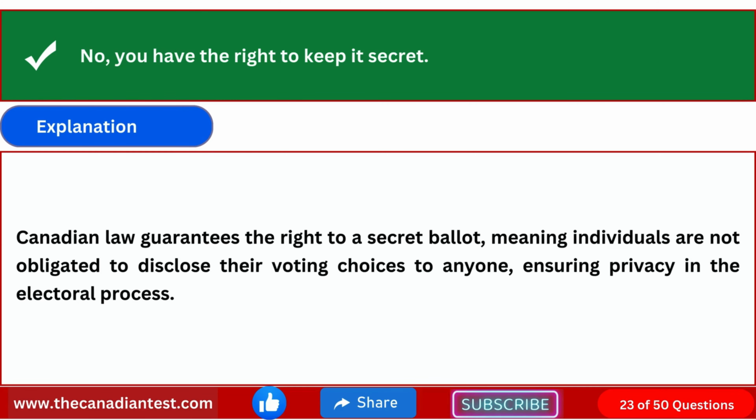The correct answer is, no, you have the right to keep it secret. Explanation: Canadian law guarantees the right to a secret ballot, meaning individuals are not obligated to disclose their voting choices to anyone, ensuring privacy in the electoral process.